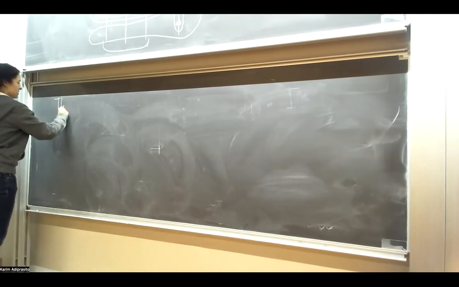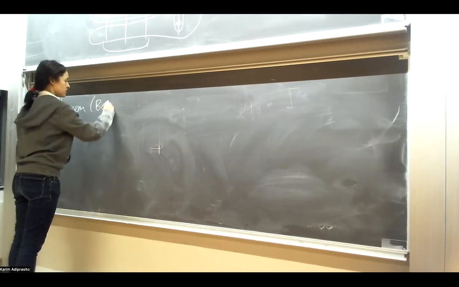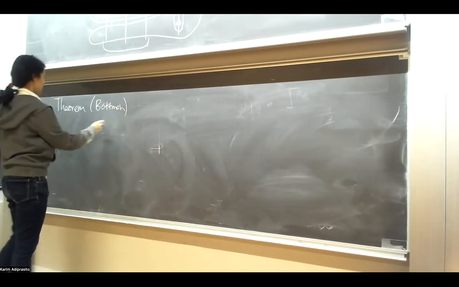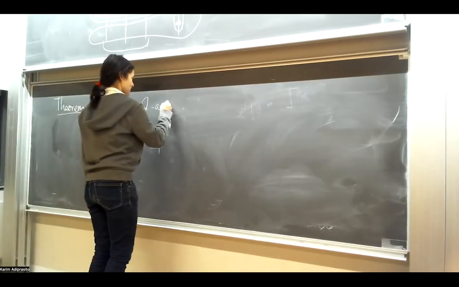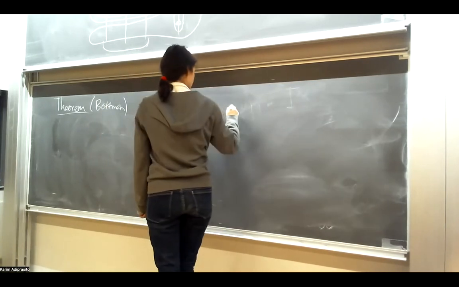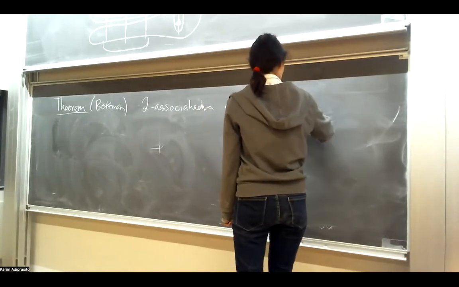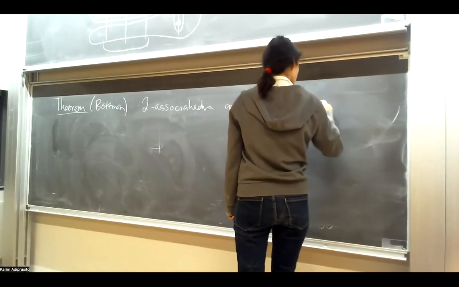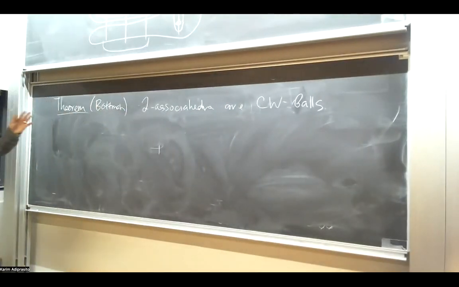So Nate has proved in his thesis that two associahedra are CW complexes. But let's actually look into some small dimensional cases to see what sort of balls they are.